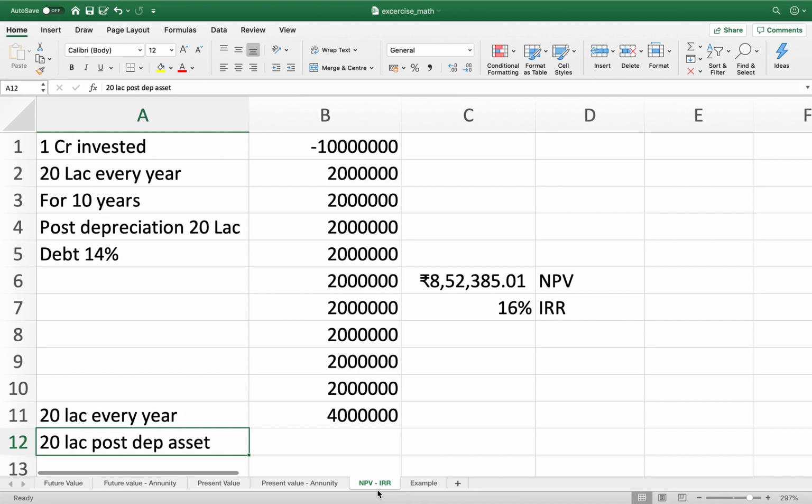Value investing is based on the power of compounding. These formulas are nothing but power of compounding formulas only, right?